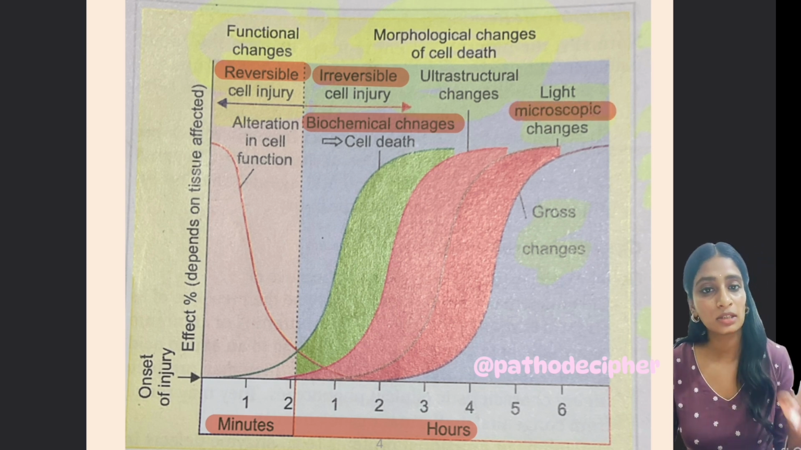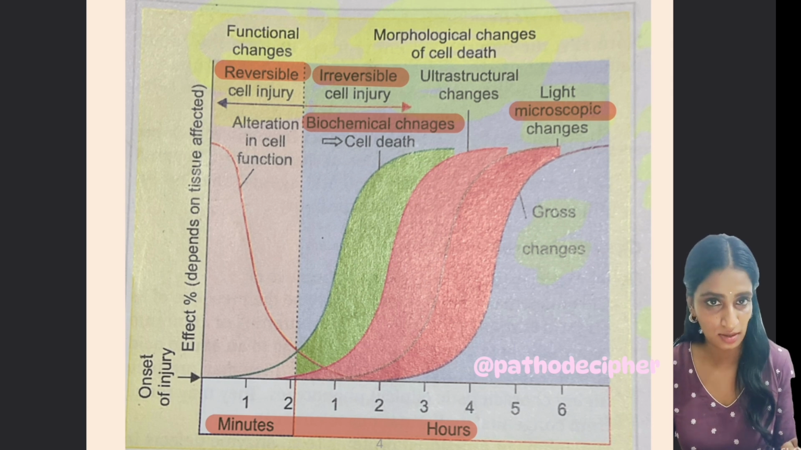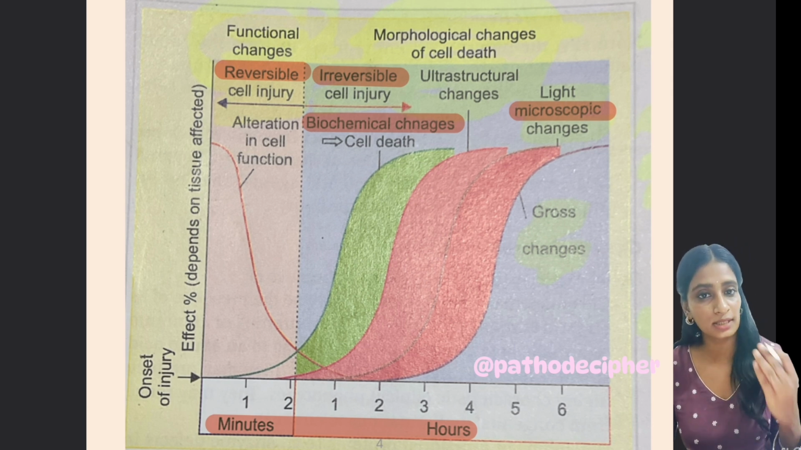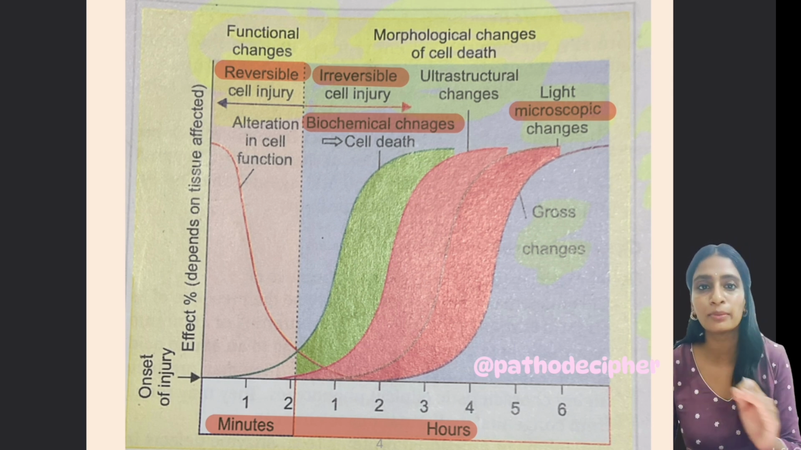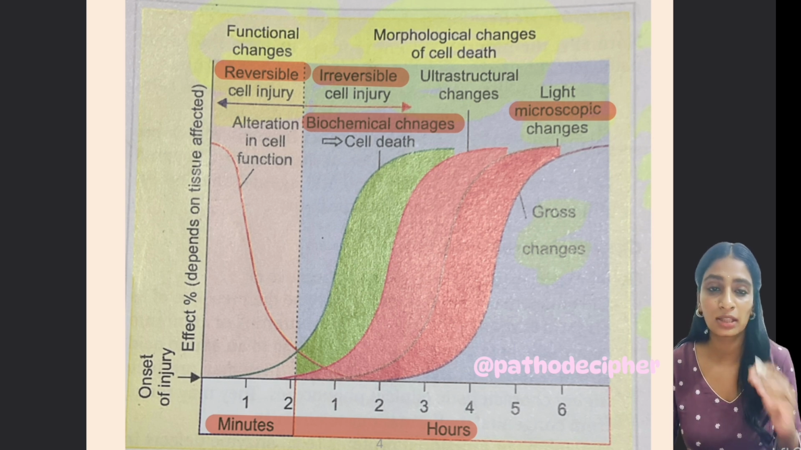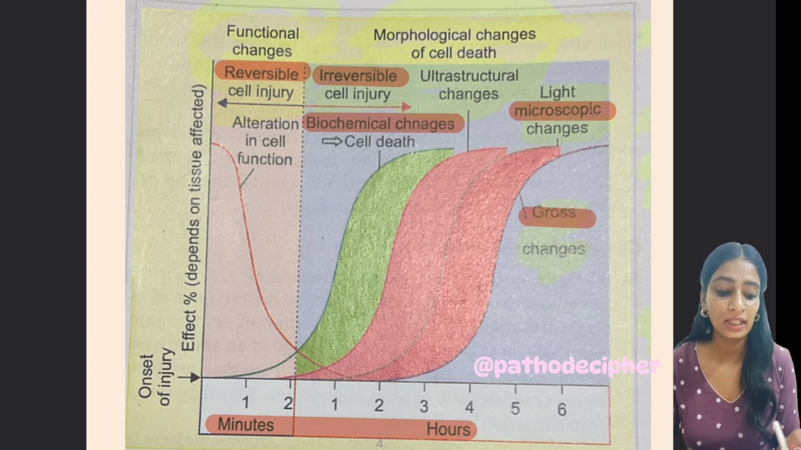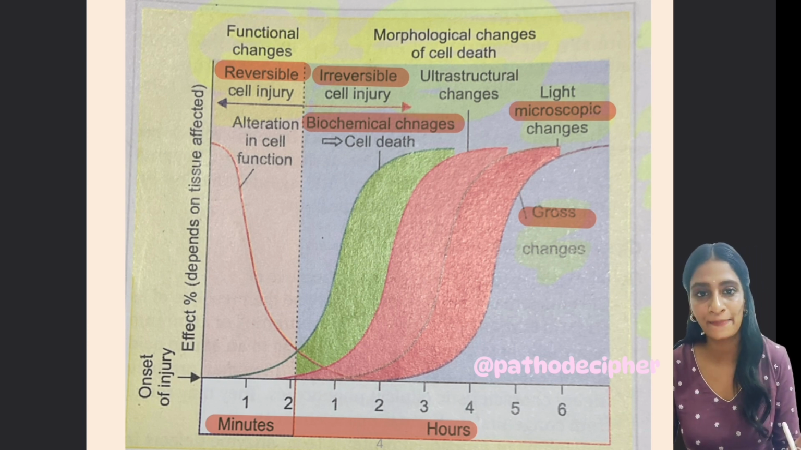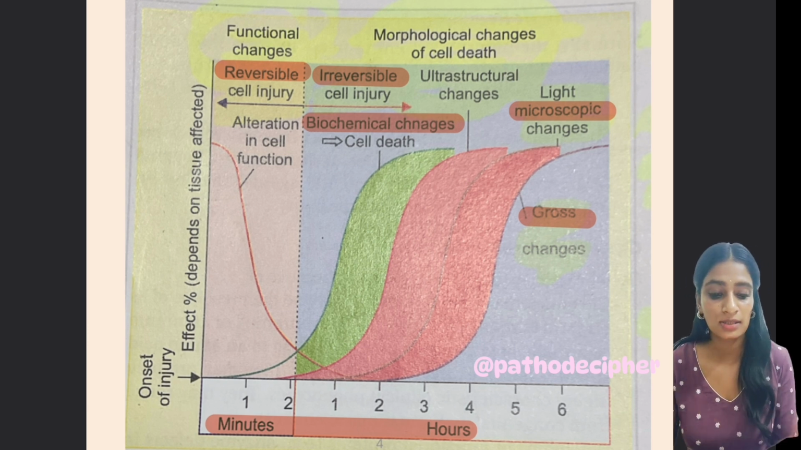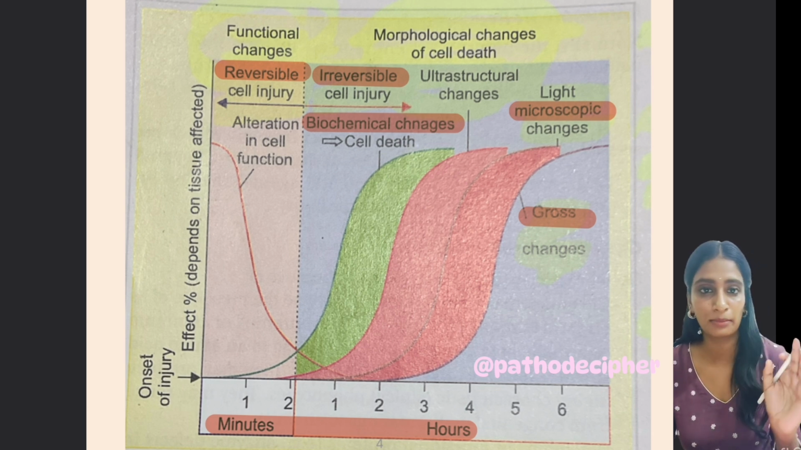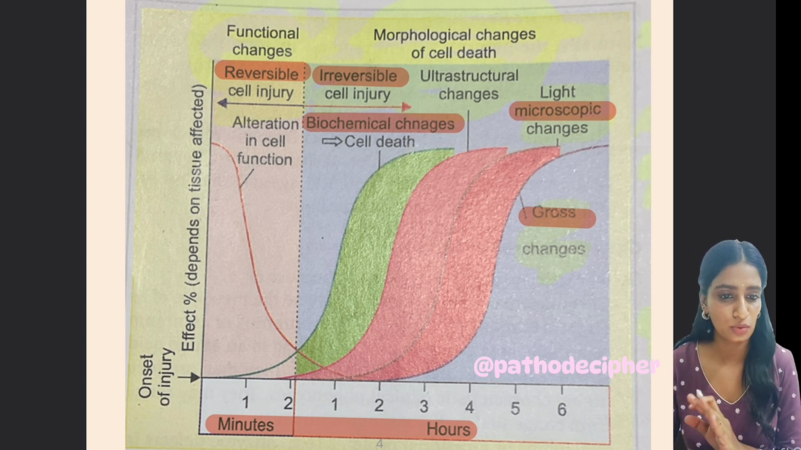After that, it will undergo light microscopy changes. Okay, in light microscopy, the cell cytoplasm and nucleus, everything will be altered. So that's what they're trying to say at the microscopical level. And finally, after some 4 to 5 hours, it will lead to the gross change. This applies to all types of cellular injury response, whether it is necrosis or apoptosis, whatever it is.